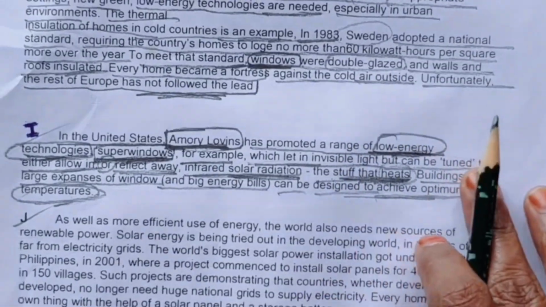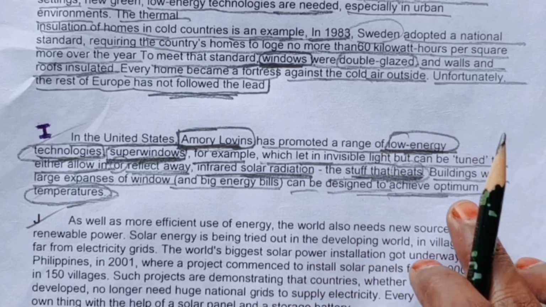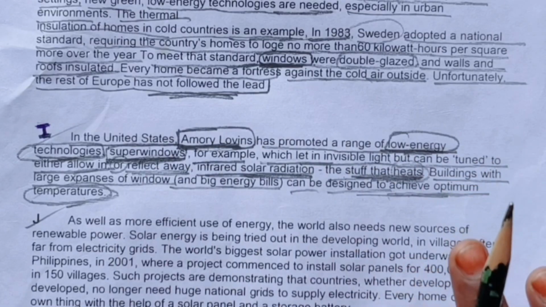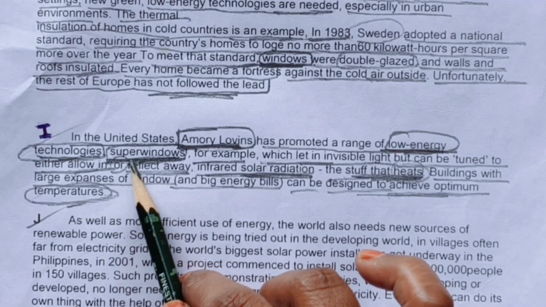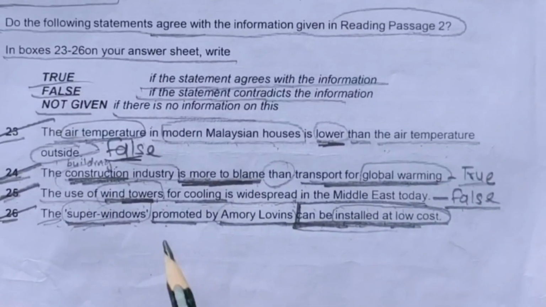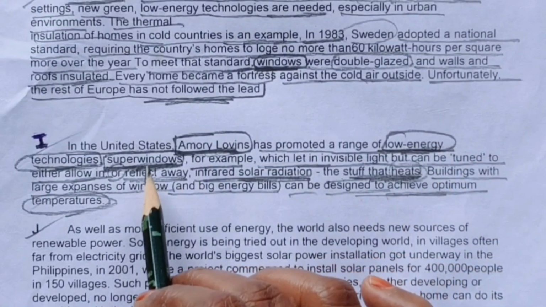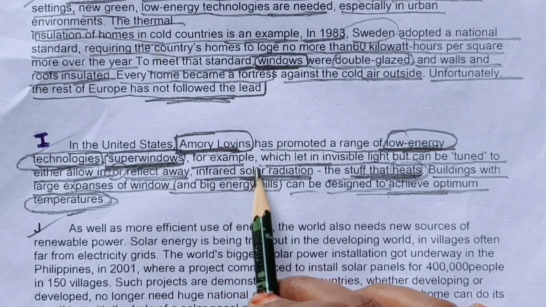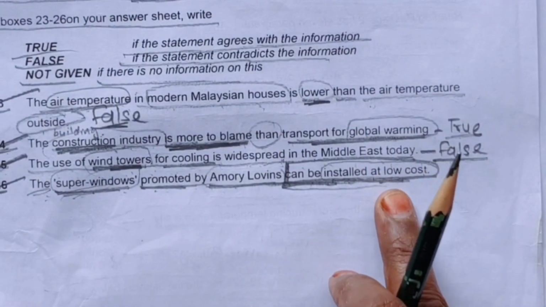In this paragraph, they have not mentioned anything regarding this, okay? That it will be installed at low cost. Super windows can be installed at low cost. Yes, they have seen the super windows promoted by Amory Lovins. Yes, they have mentioned this, that Amory Lovins has promoted super windows. But in this paragraph, they have not mentioned that it can be installed at low cost.